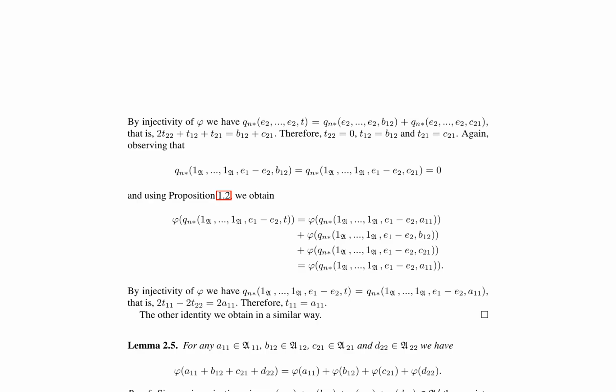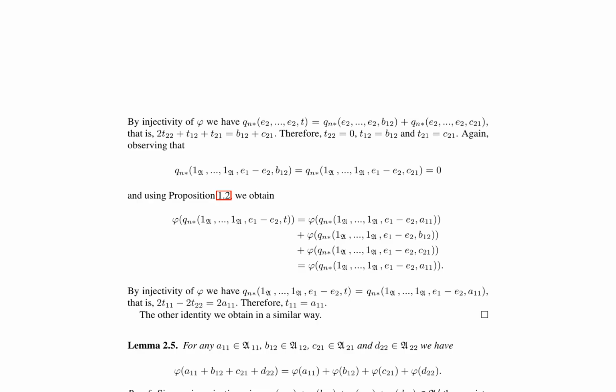Specifically, we have Qn * operator (E2, T) equals Qn * operator (E2, B12) plus Qn * operator (E2, C21), which yields 2T22 plus T12 plus T21 equals B12 plus C21. This implies T22 equals 0, T12 equals B12, and T21 equals C21.